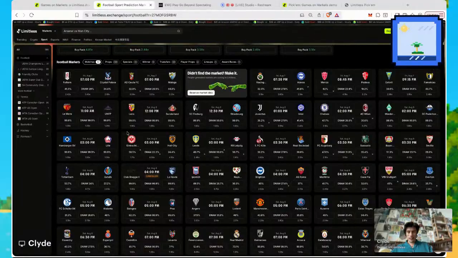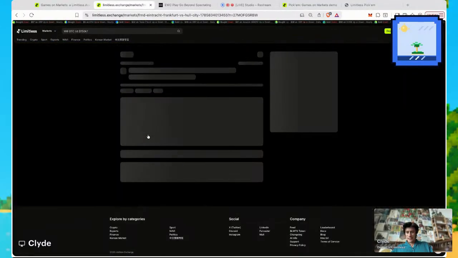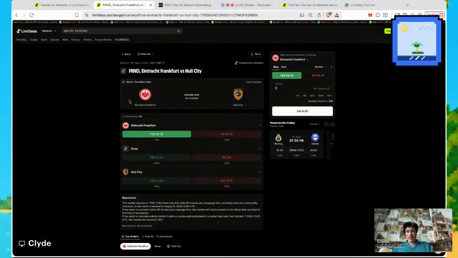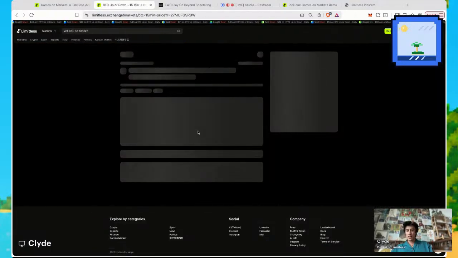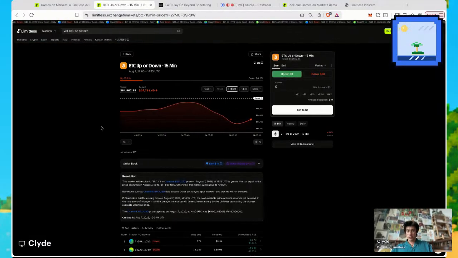So if we look at, we can take a peek at Eintracht Frankfurt versus Hull City, right? And yeah, in this club order book, the prices are probabilities. The fast resolution of our crypto markets, which by the way, Limitless was among the first to actually introduce, these fast resolution short term markets.